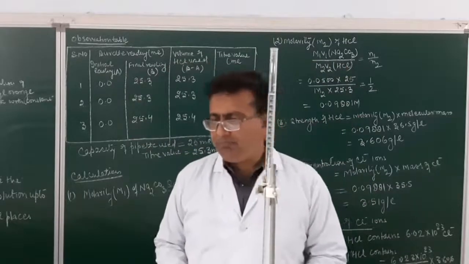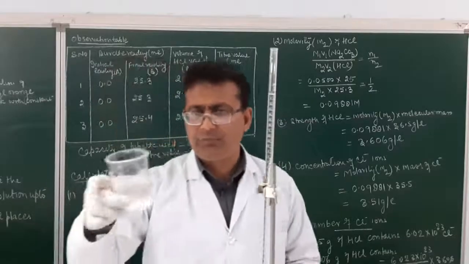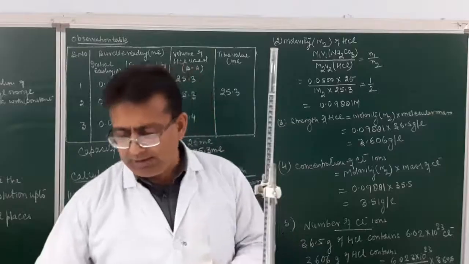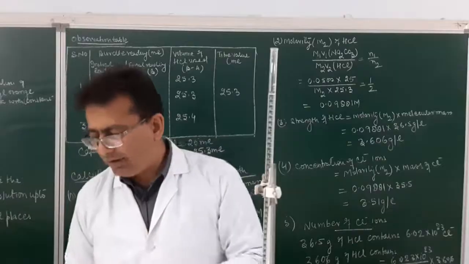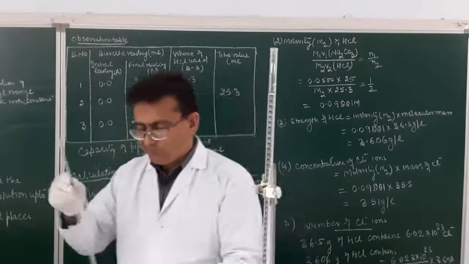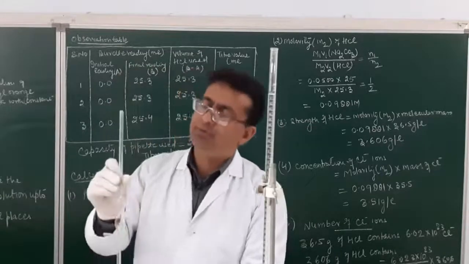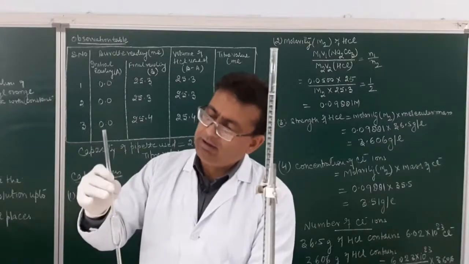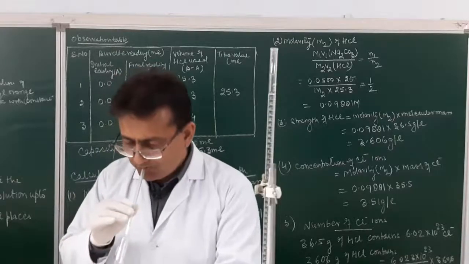Now, I will pipette out the solution of sodium carbonate. This is C10 solution, into the conical flask. This conical flask is already rinsed with the sodium carbonate solution. How to pipette out? This is the pipette. You have to suck the solution up to the mark in the pipette over here. So you will be sucking the solution.